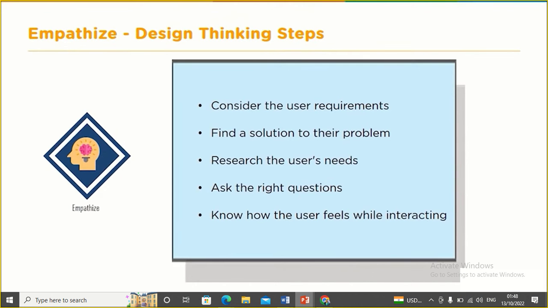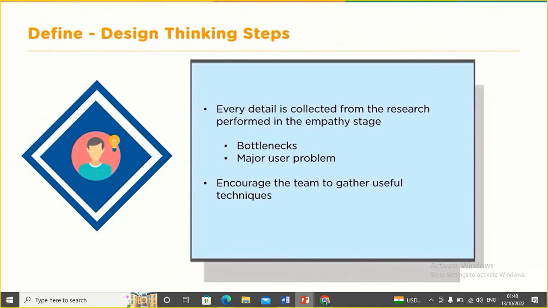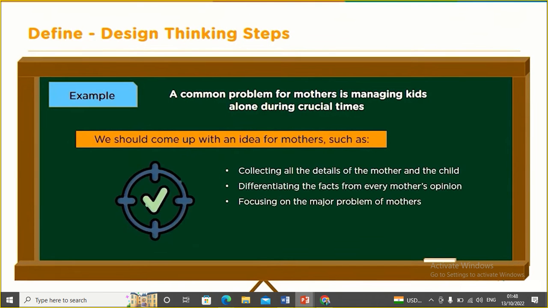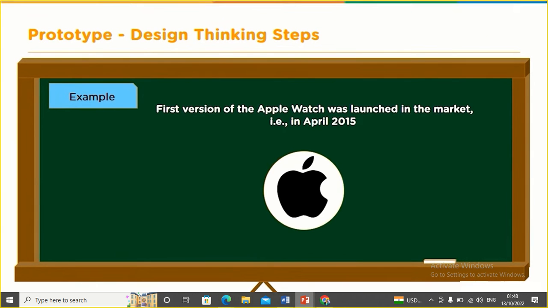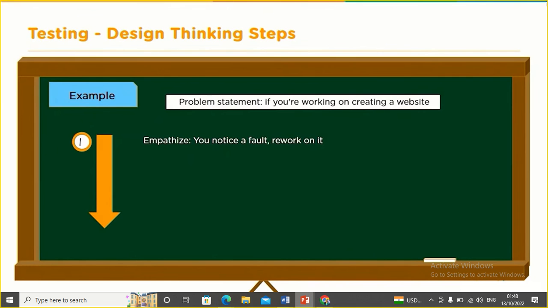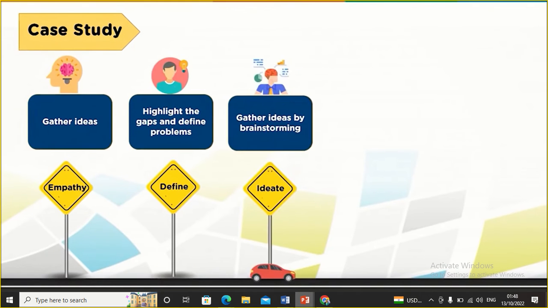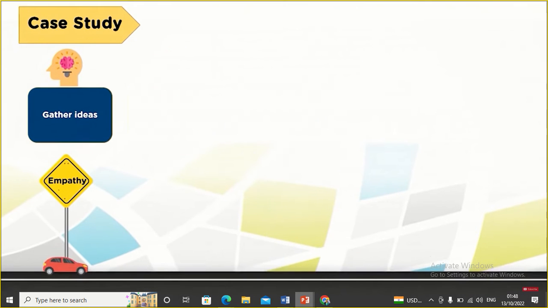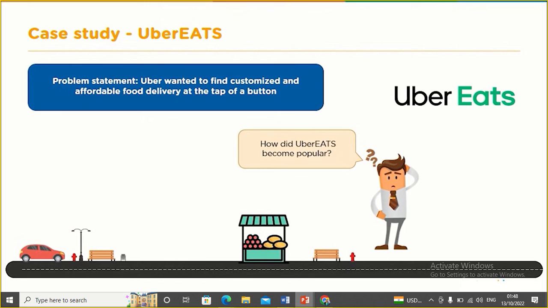So let us move on to a few important examples I would like to show you. Let us take the case study of Uber Eats. Uber Eats is very popular to us. The problem statement for them is that Uber wanted to find customized and affordable food delivery at the tap of a button.